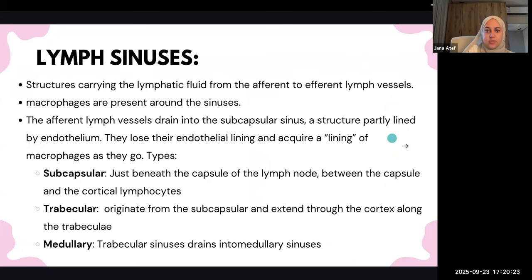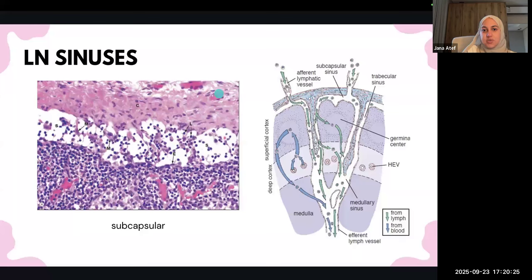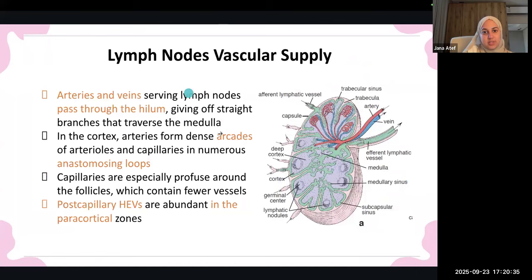This is just talking about the location. Again, this picture was in the slide, so just know it. And this is a capsule, right here, capsule. And this is the subcapsular sinus. Now the vascular supply.